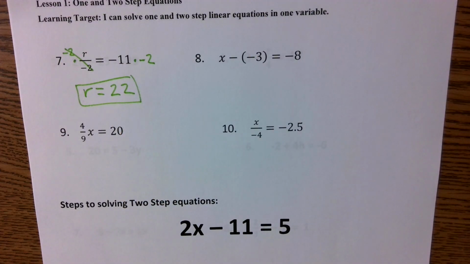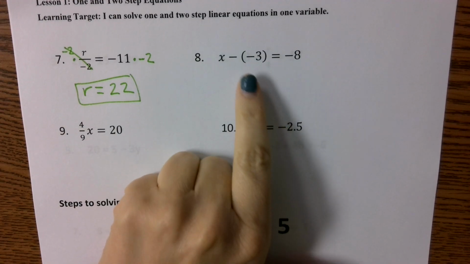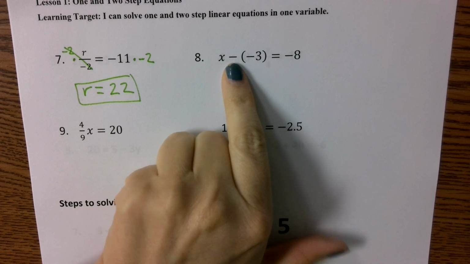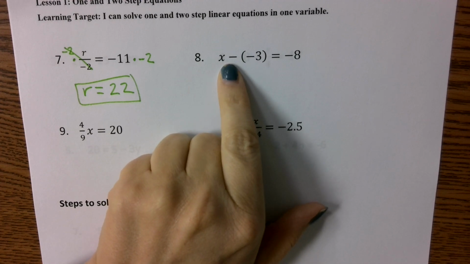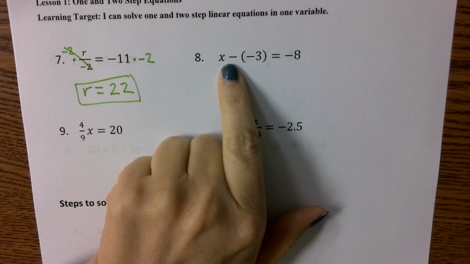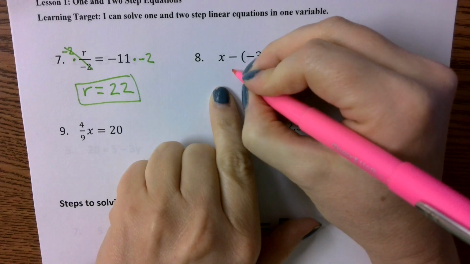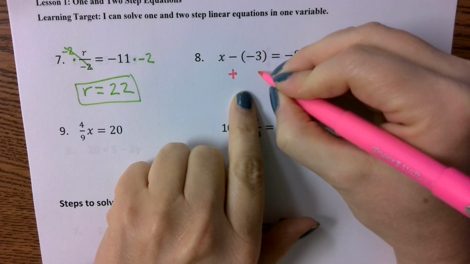Okay, for problem number 8, a lot of people were coming up and asking questions about it. They were confused as to what they were supposed to do. What operation is existing here right now? What operation do we currently see? Subtraction. We see subtraction for number 8. So what is the inverse operation to subtraction? Addition. So we are going to be adding the -3.